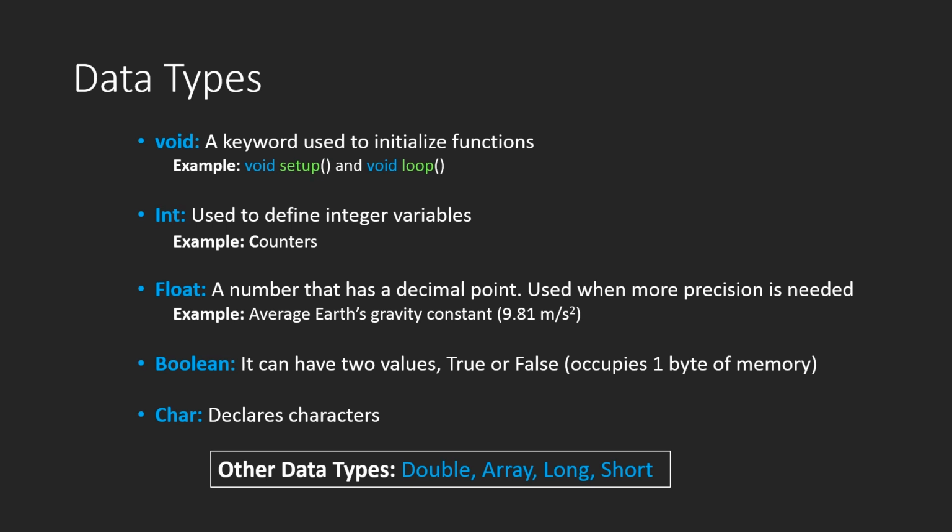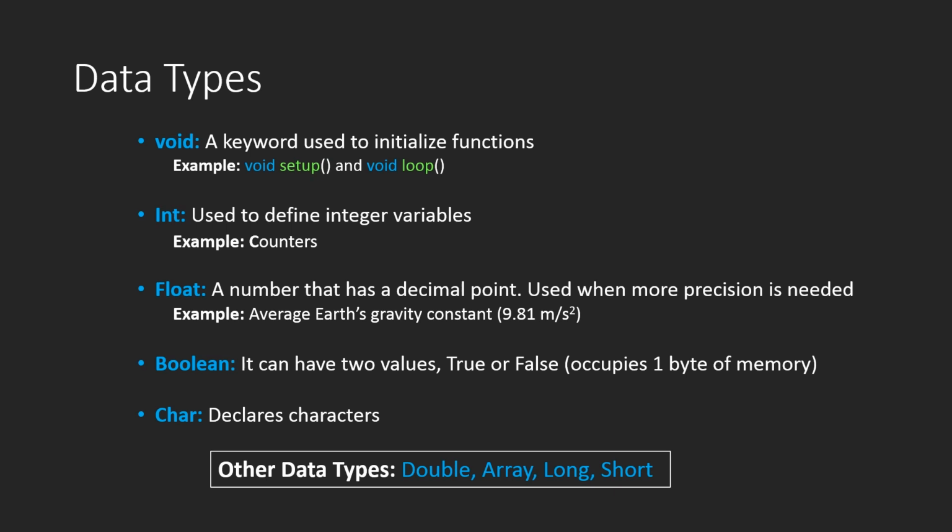The next data type, called int, is used to declare integer values, which are the primary data type for number storage. We can use integers to count a number of repetitions inside a loop. Next, we have float, which is a value that has a decimal point. We'll be using this quite often in data analysis, as it requires more precision. An example of a floating point number is the average Earth gravity acceleration, which is given by 9.81 meters per second squared. Next, we have booleans, which can have only two values, true or false. So they're useful for creating conditional expressions that we'll talk about later.